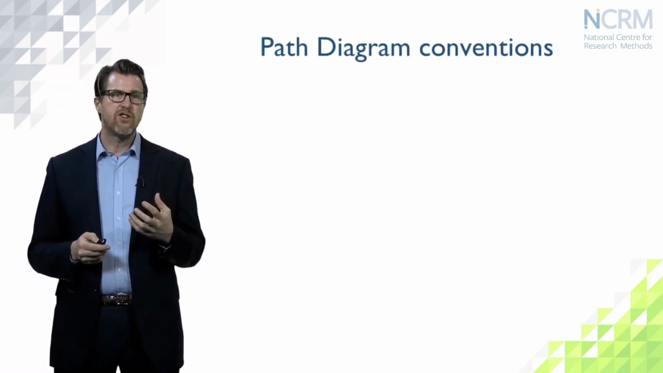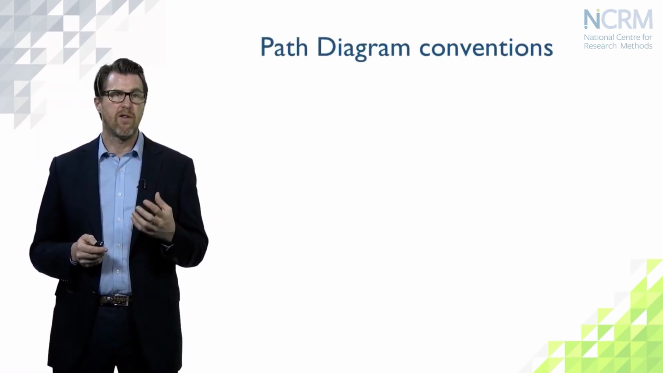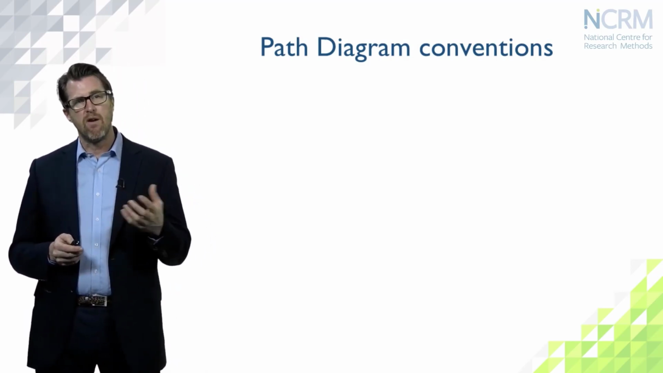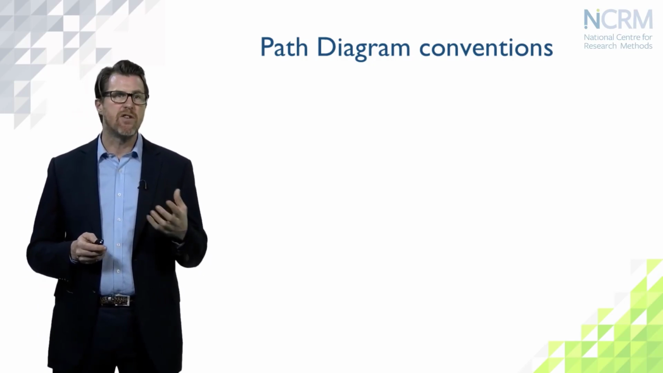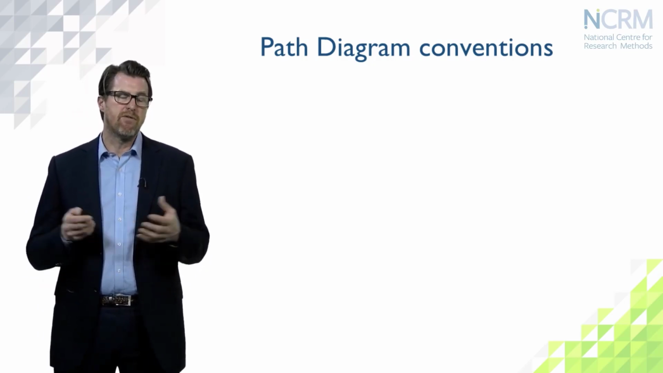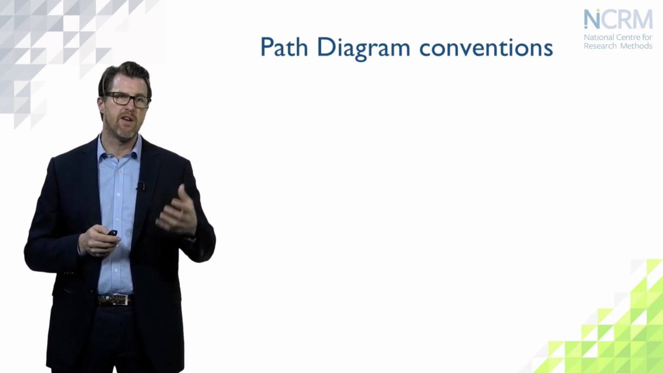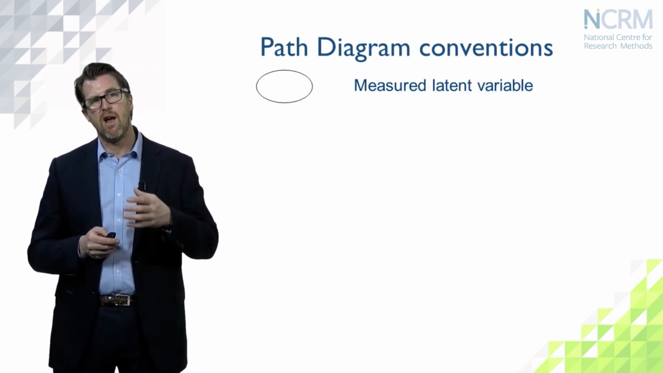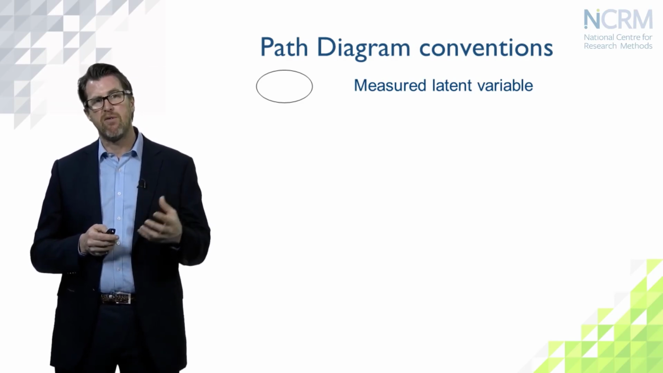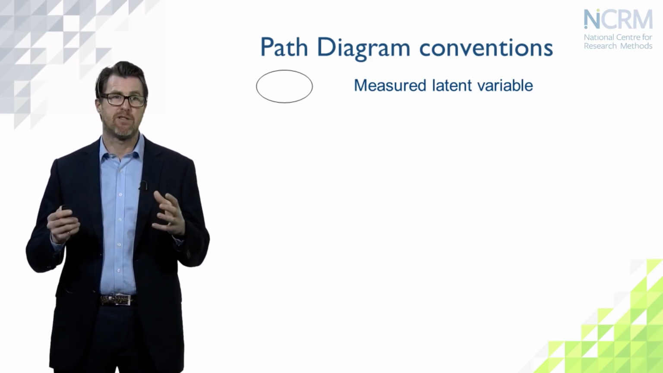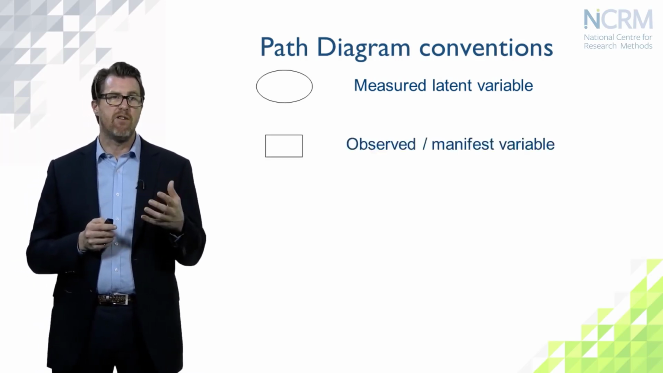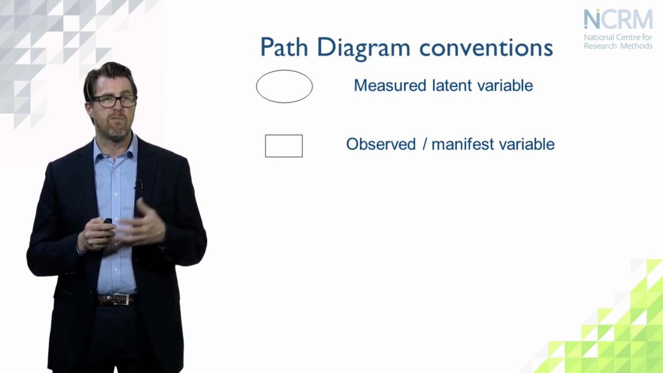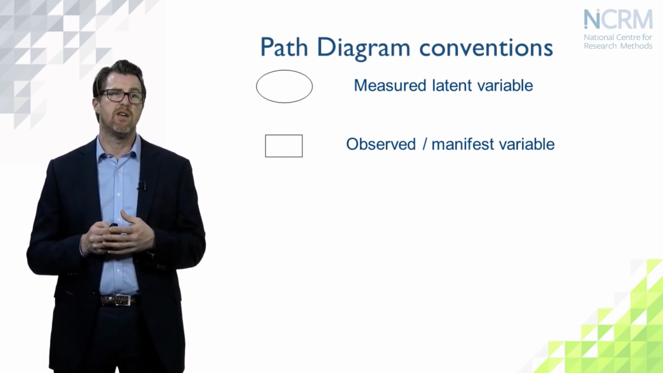There are conventions for path diagrammatic notation so that we use it consistently. There are some variations in how different conventions are applied and so on, but this is the general form, where a latent variable is represented in the form of an ellipse. An observed variable, a variable that we've actually measured in our data set directly, would be represented as in the last slide using a rectangle.